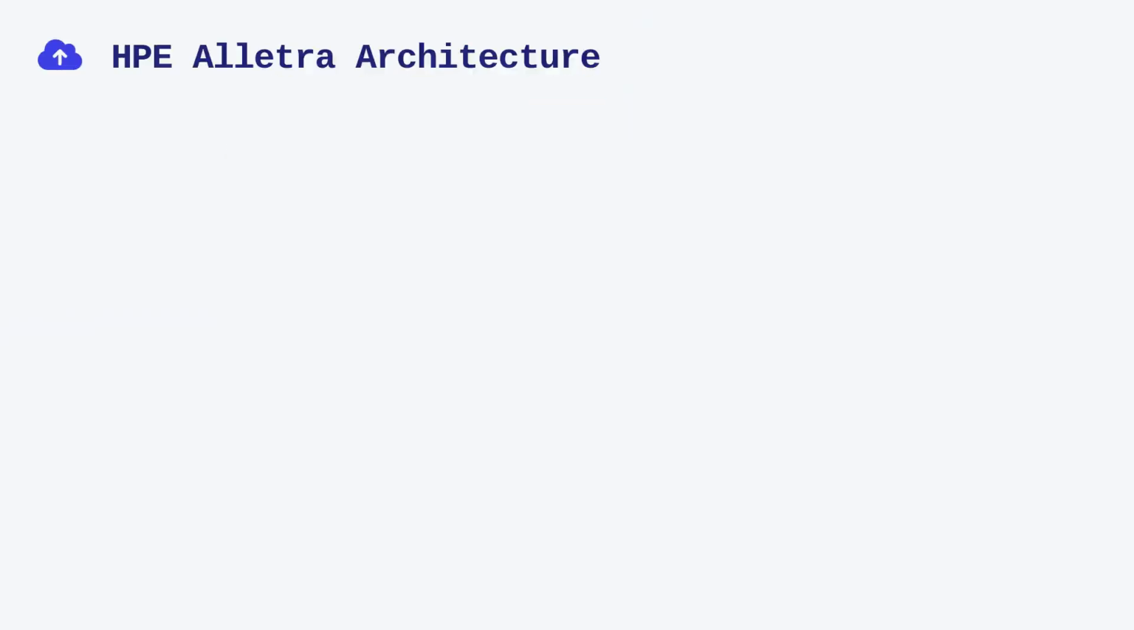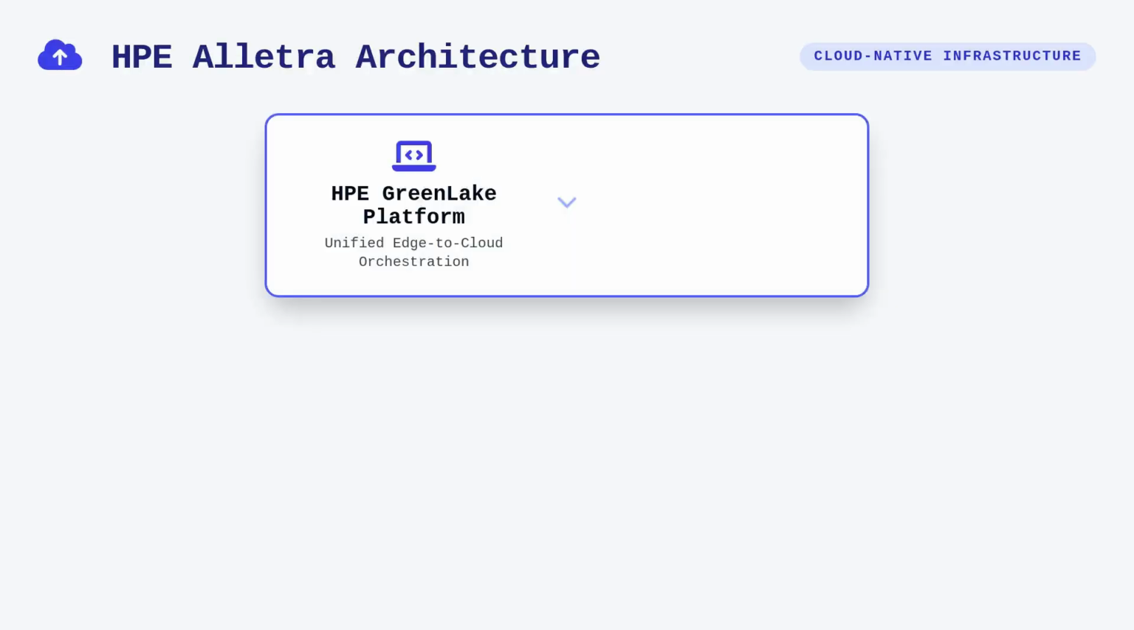HPE Alletra systems represent a departure from traditional storage silos by utilizing a cloud-native data infrastructure that is managed through the HPE GreenLake edge-to-cloud platform. At its core, the architecture is designed to eliminate the complexity of managing disparate storage tiers, providing a unified experience that abstracts the underlying hardware complexity.